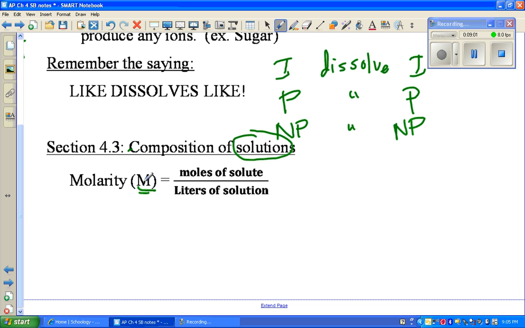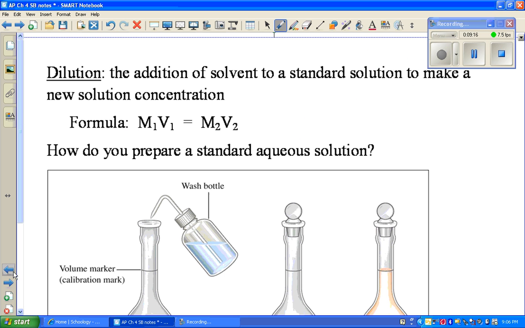A low molarity is going to allow those ions to move independently of each other very, very easily. The more concentrated it gets, the harder it is for those ions to do that. We're going to do some example problems on that, and we'll do those in class. And then we talk about dilution. The addition of a solvent, so you should be thinking something like water, to a standard solution to make a new solution concentration. And here's our formula, M1V1. We've had this in the past. Molarity 1 times volume 1 equals molarity 2 times volume 2.